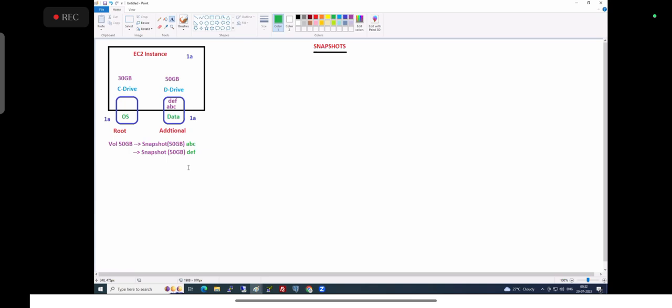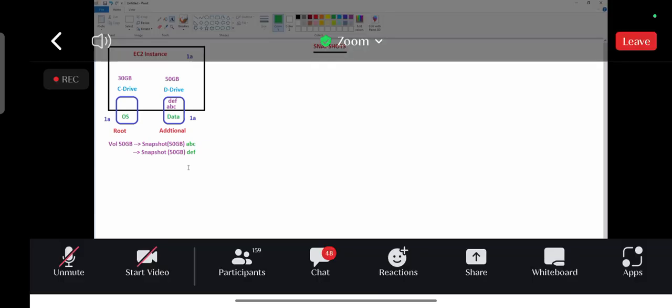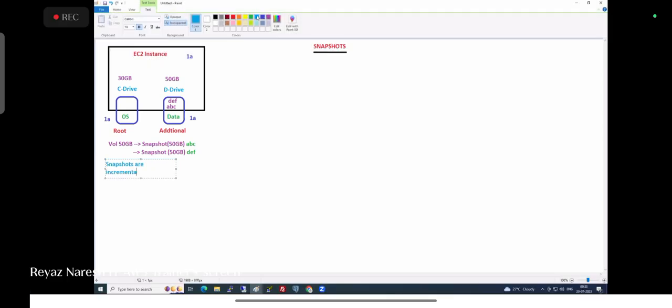Is that good? No. For that reason, AWS came up with this concept which is called incremental. This is an incremental backup. Snapshots are incremental, not full backup. Only the updated data is getting captured in the snapshot. It is an incremental backup. Snapshots are incremental. Certification question: snapshots are full backup or incremental? Incremental, remember.